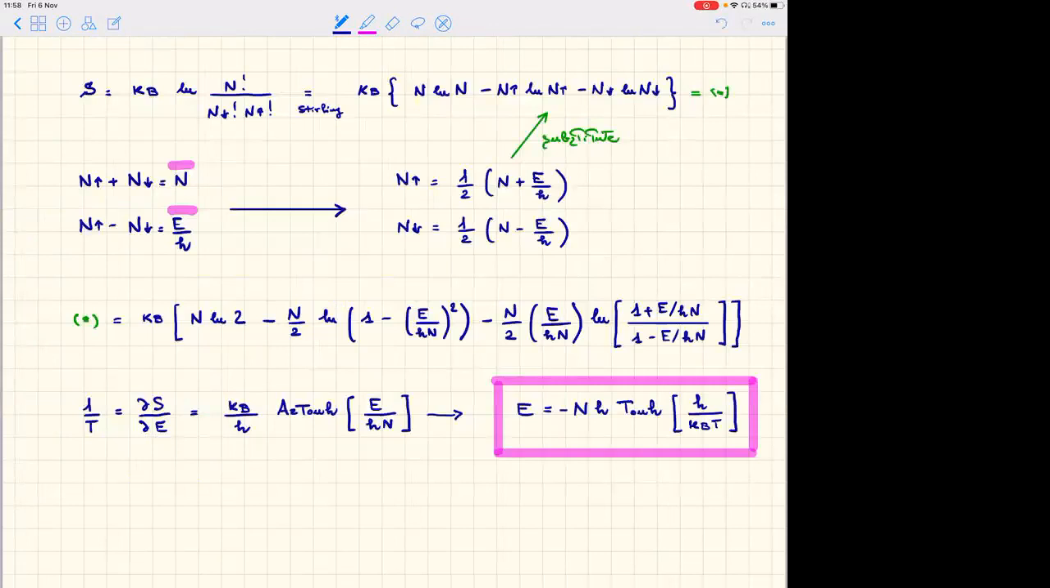So in the limit when temperature is going to infinity, we have equal probability for spin up and down. Yes, we have equal probability.